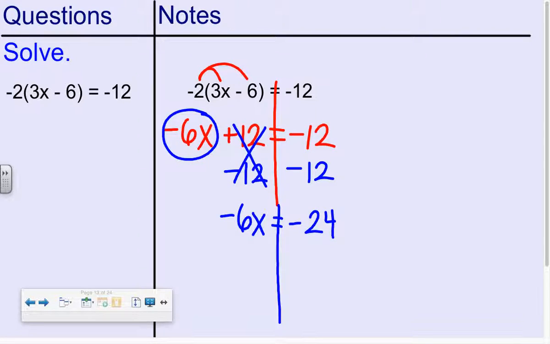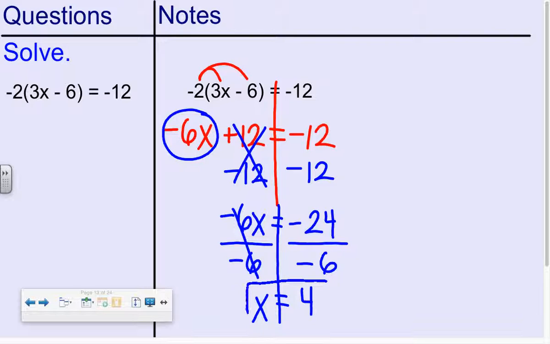Then, in order to get the x by itself, I divide both sides by negative 6. So negative 24 divided by negative 6 is positive 4. Because a negative divided by a negative is a positive, 24 divided by 6 is 4.